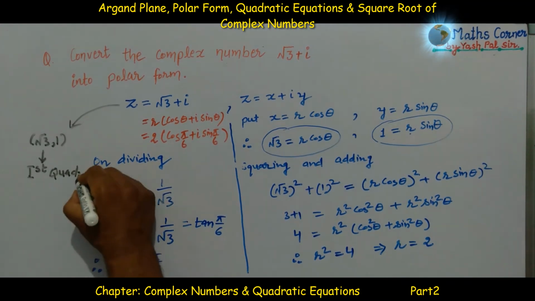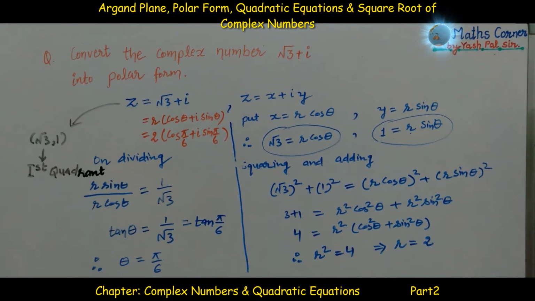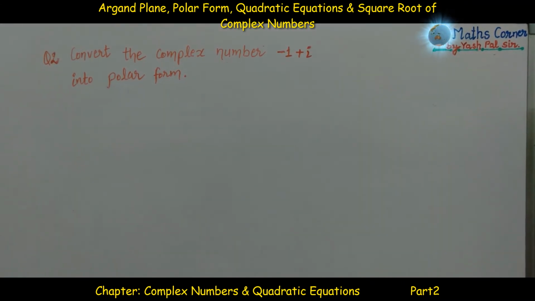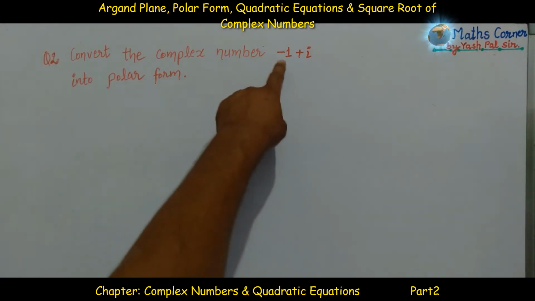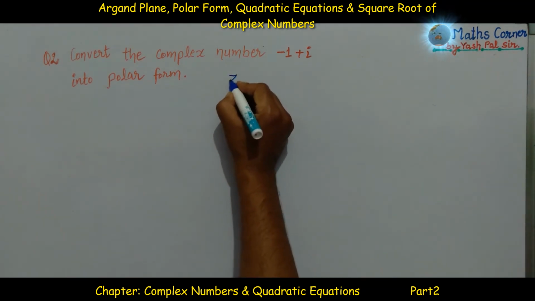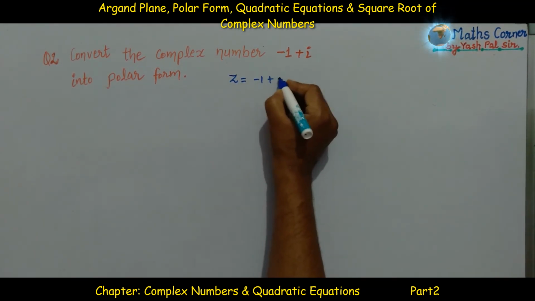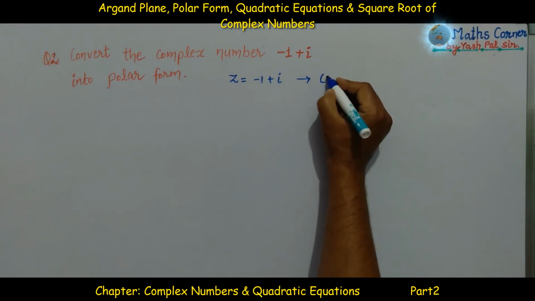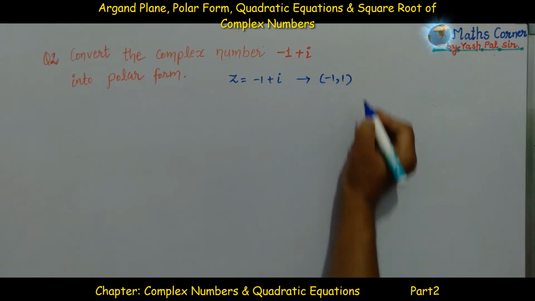Okay, first quadrant. So we can find the value of theta after observing the location of the point, whether it is in the first quadrant, second quadrant, third or fourth quadrant. A similar example we are taking here. Question number 2: convert the complex number minus 1 plus iota into polar form. So here the complex number is z equals minus 1 plus iota. That is, in the coordinate system, the coordinates are minus 1 comma 1, right?